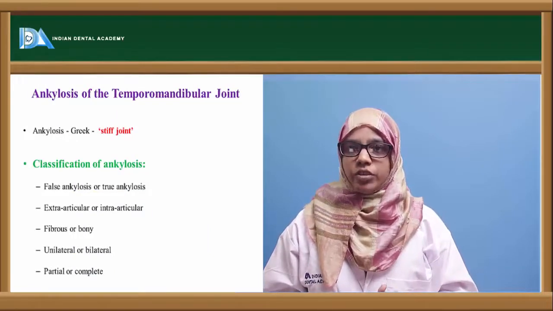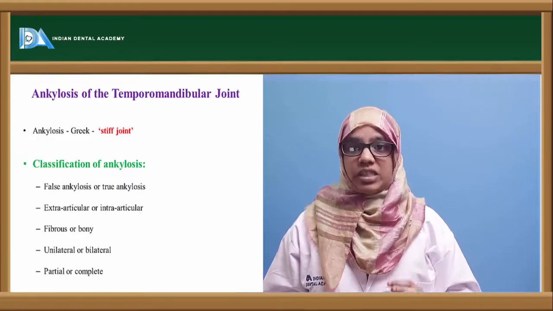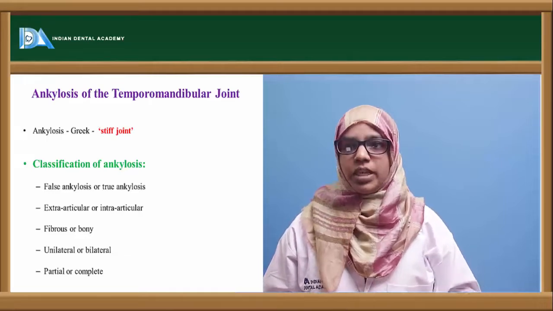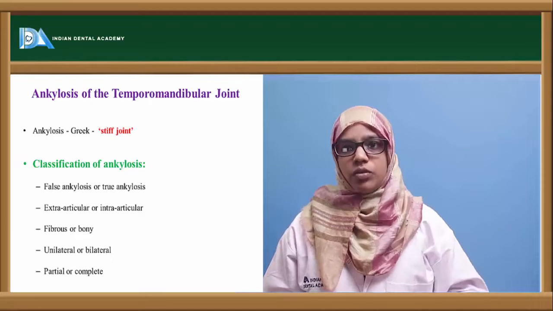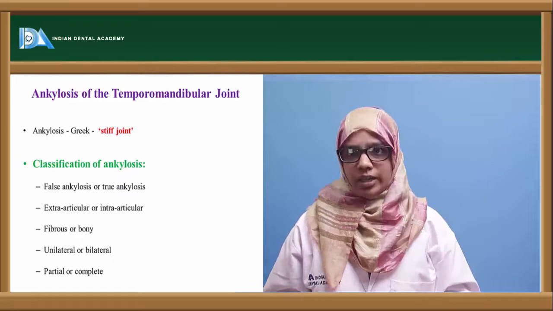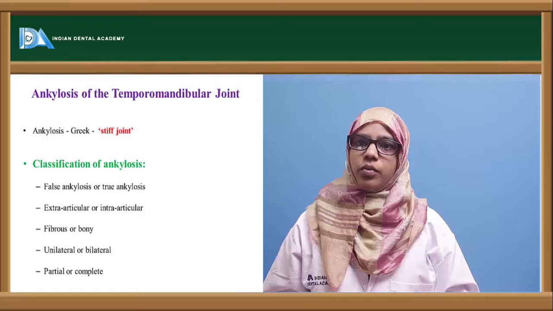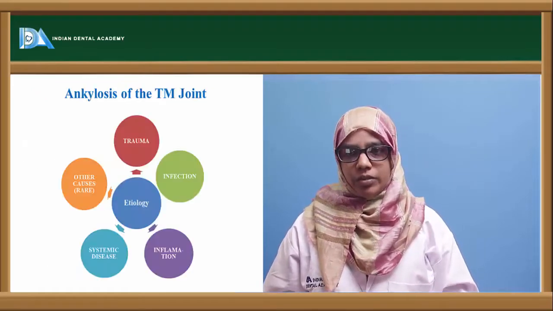Let's move on to TMJ ankylosis. As the word suggests, ankylosis in Greek means stiff joint. So there is less mobility or no mobility at the TMJ. Now they can be classified as false ankylosis or true ankylosis, extra-articular ankylosis or intra-articular ankylosis. Depending upon the union, it could be fibrous or bony. Either one side is affected, so unilateral, bilateral, or partial or complete ankylosis.